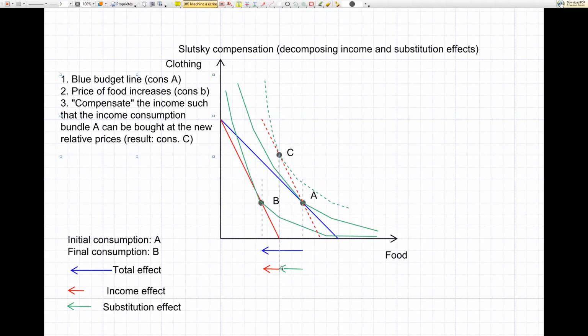And then we see that the substitution effect is negative because there's a decrease in consumption of food from A to C. And here the income effect is also negative. So it means that from C to B, food is a normal good. Okay.